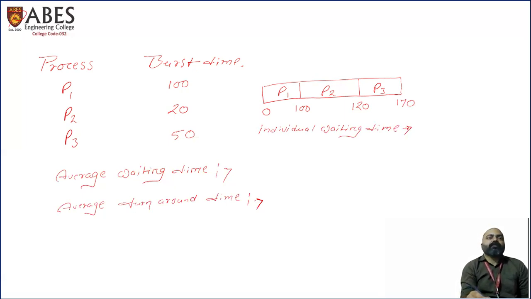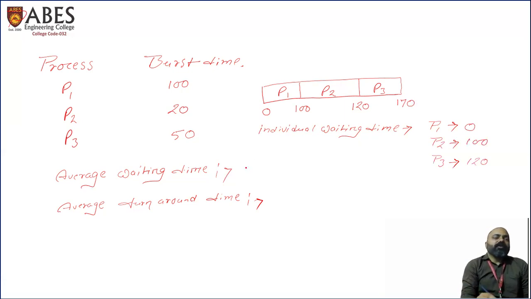Individual waiting time for P1 will be 0 because P1 does not wait for its execution. So P1 is 0 unit time. For P2, this will be 100 according to the Gantt chart, so we write here 100. And for P3, waiting time is 120.